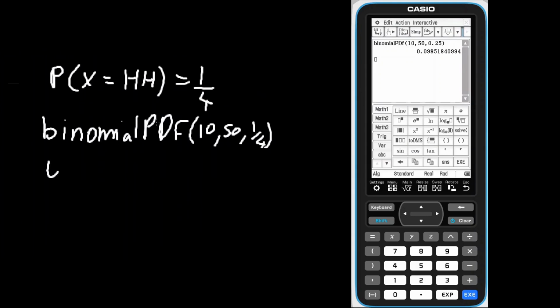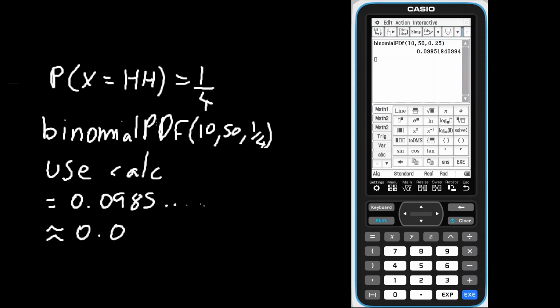And then you can say use calc. And your answer can be equal to 0.0985. So we can just say that's equal to 0.098, oh, that's an 8, I promise, and 5. And that's the probability, right? That's good enough. That's all we want.